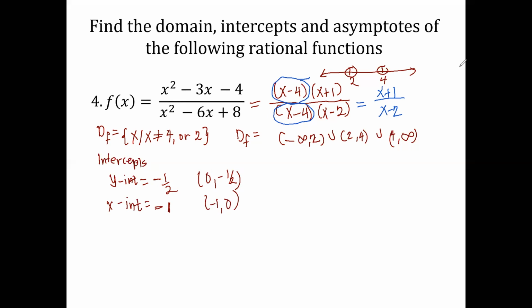Vertical asymptote. Since this factor will be cancelled, it's just x equals 2. Horizontal asymptote. So equal degree. The numerical coefficient is 1. So you have y equals 1. So that's it for number 4.